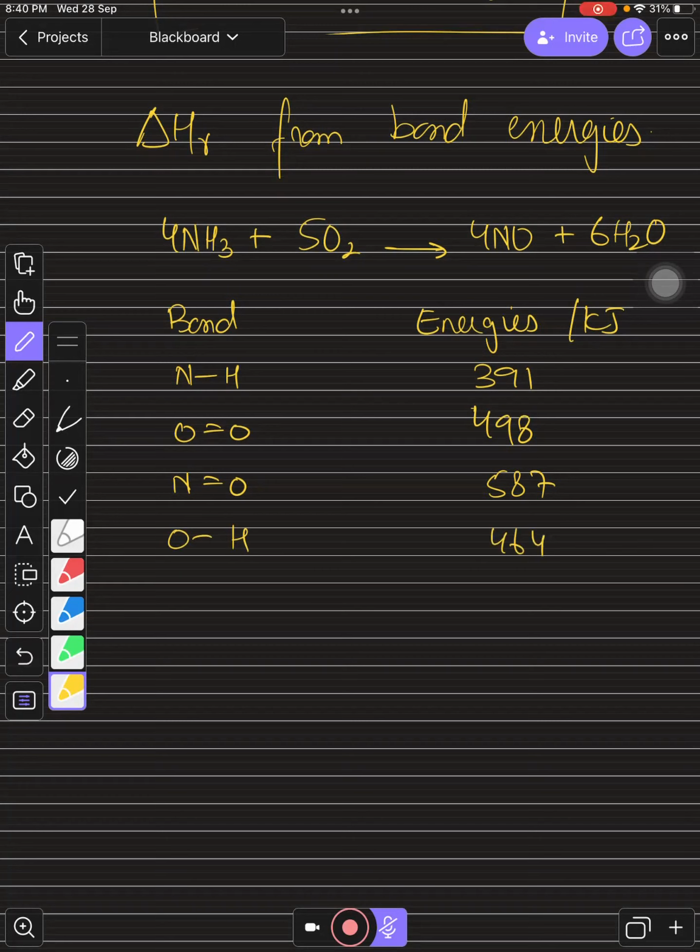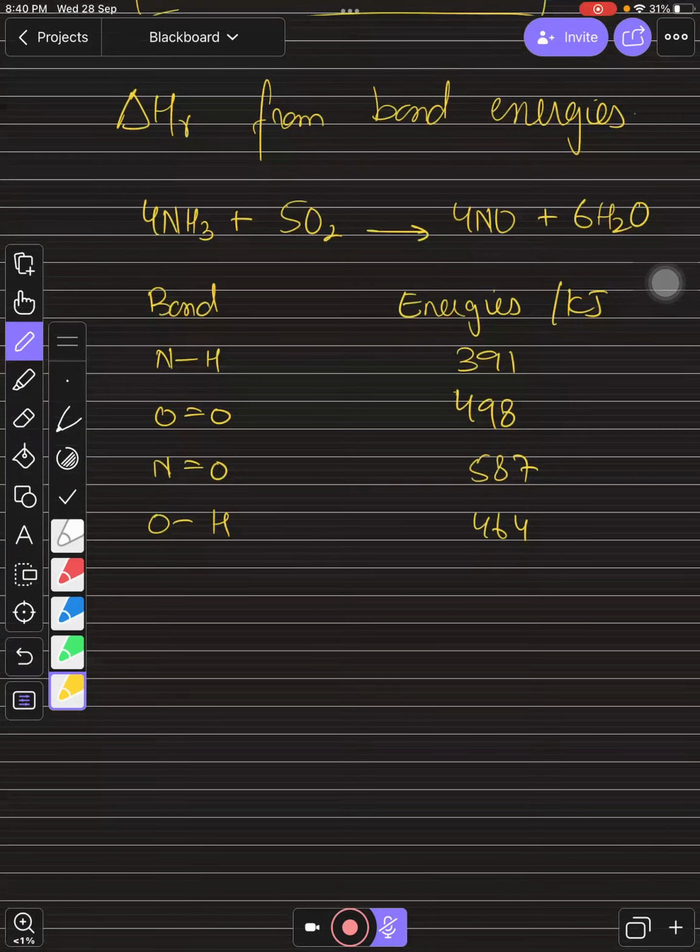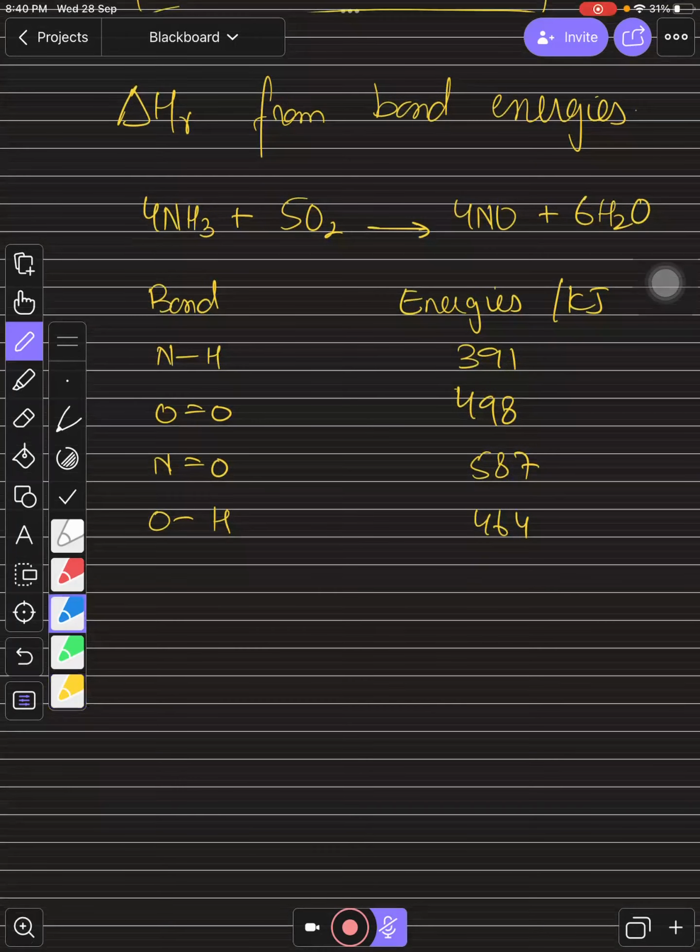Now we need to write this equation in terms of bonds, right? So let's write this. NH3 is like this, right? And we have 4 molecules of NH3.